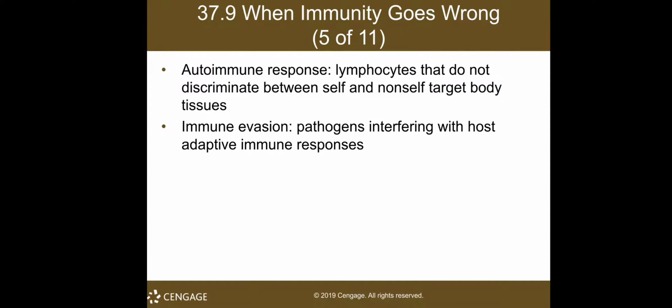Then you have immune evasion, where pathogens interfere with host or adaptive immune responses. This is one of the issues with some of the diseases that we have. Pathogens have developed ways to interfere with adaptive immune responses. A case in point is tuberculosis. In latent tuberculosis, Mycobacterium tuberculosis, the causative agent, is sleeping inside our lungs. They're there, but they're not very active. Your body doesn't really realize they're there, but they're still there. Our body doesn't know that they are there because they have managed to evade the immune response.